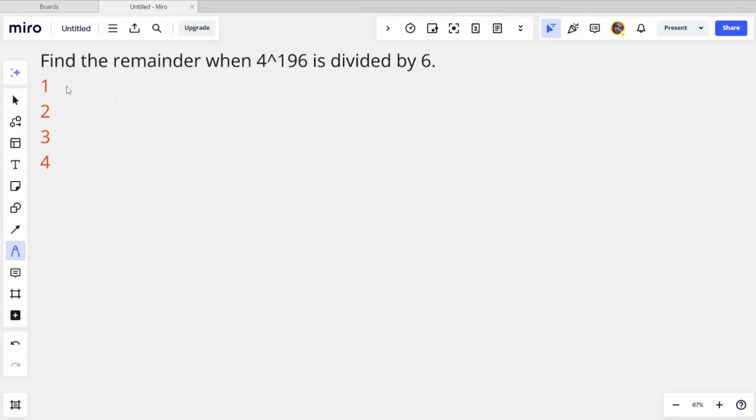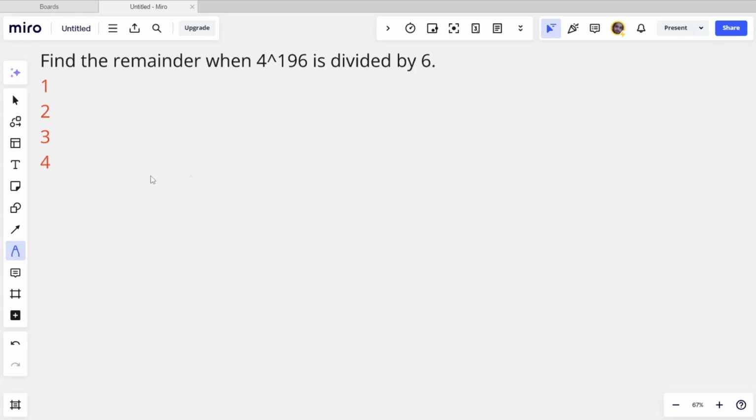So as you can see, this is our question. Find the remainder when 4 raised to the power 196 is divided by 6. Let me clarify: if you don't know the concept of remainder cycle, you will not be able to solve this question. So it is recommended that you should know the concept first, and after that try to solve this question. So let's come to the question.